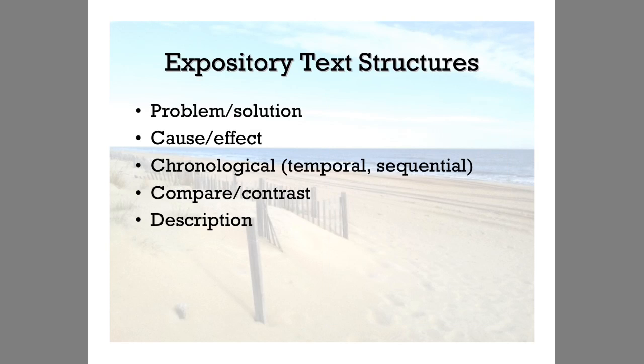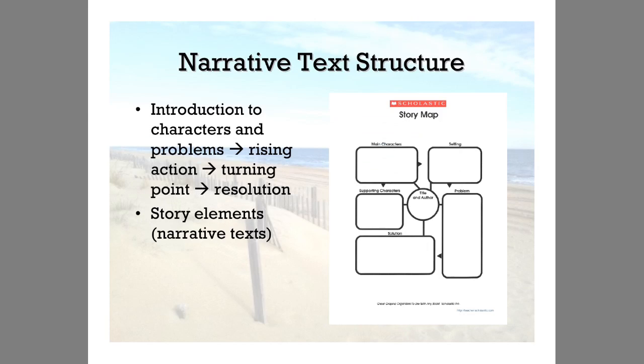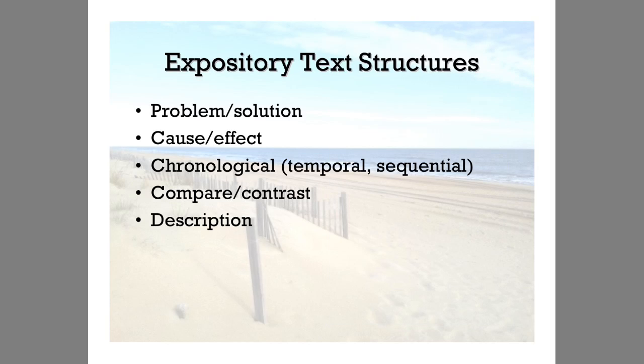On the other hand, when we talk about informational books or expository text, which are works of nonfiction, so for example, books about different animals, or books about famous people, or books that describe an event in history, those types of books have very different text structures. They do not follow the narrative text structure that we just talked about here. In fact, expository texts include several different types of text structures that I'm going to talk about individually next.